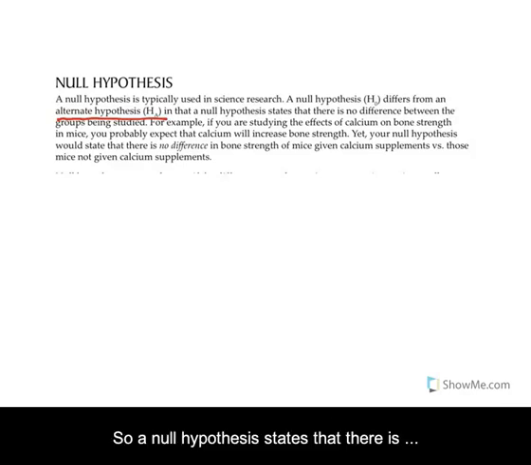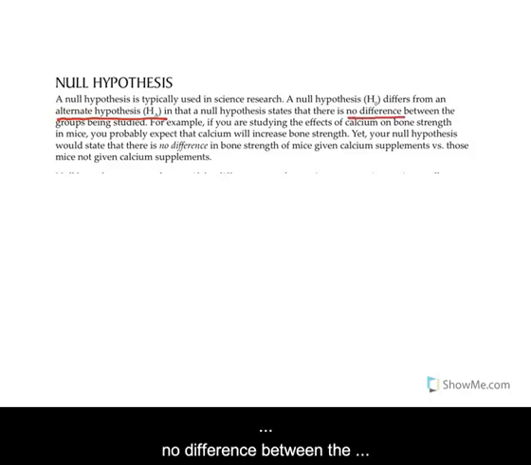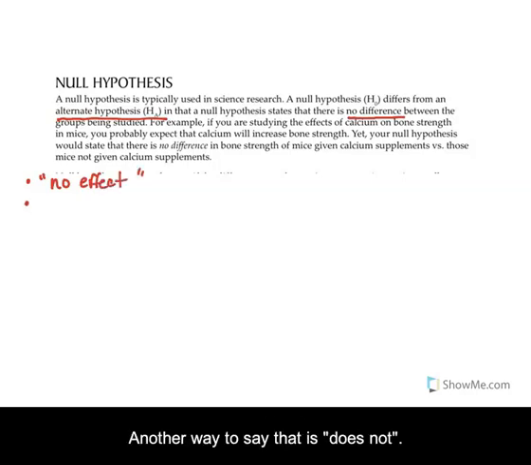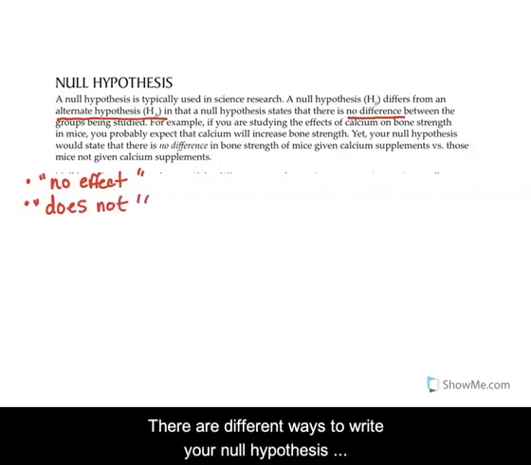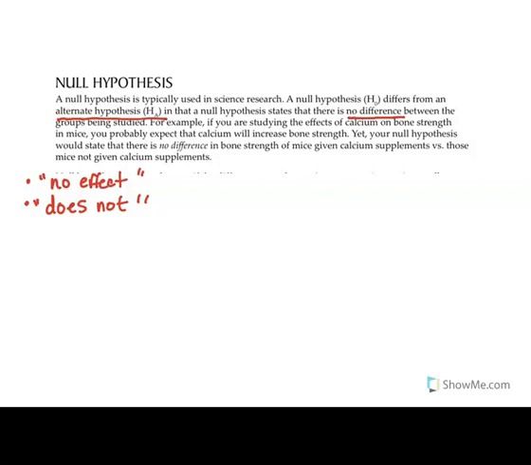So a null hypothesis states that there is no difference between the groups being studied. So what we can say in that is that you can write in your null hypothesis no effect between those groups. Another way to say that is does not. A does not affect B. There are different ways to write your null hypothesis. These are common sayings when you write them out.